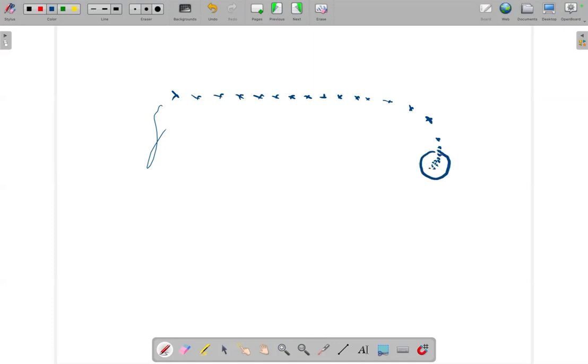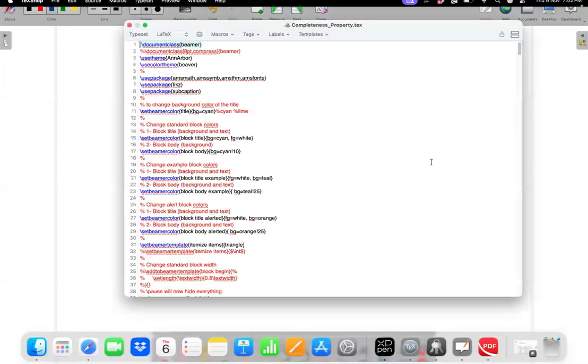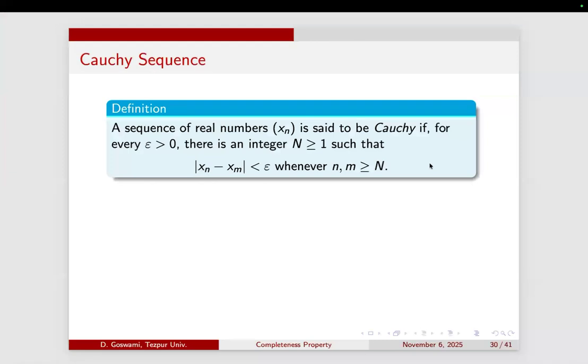It does not tell me that it is going to a specific place, that it has a limit. I don't know that yet. But it simply says that all the terms of the sequence are very close to each other after some stage. How close? Give me any epsilon, and I can show you that it is epsilon close. That's the idea of a Cauchy sequence: after some n, the distance between xn and xm would be less than epsilon for all such n, m.